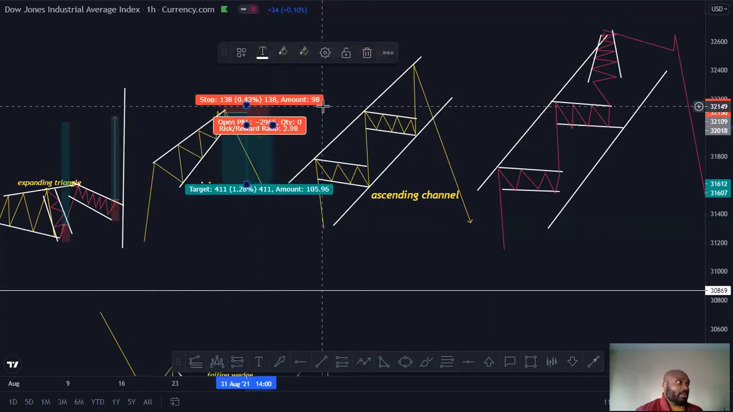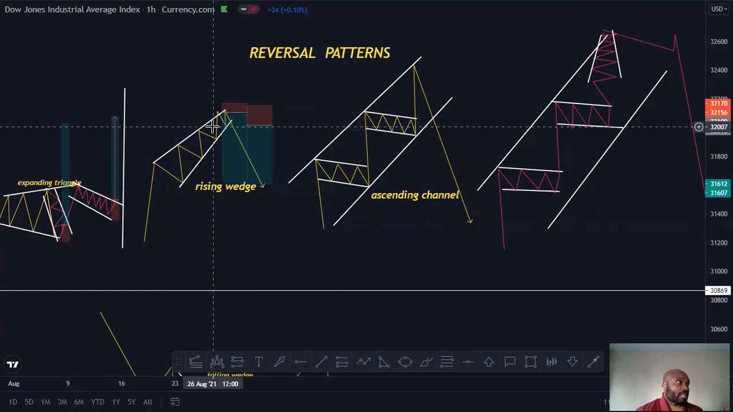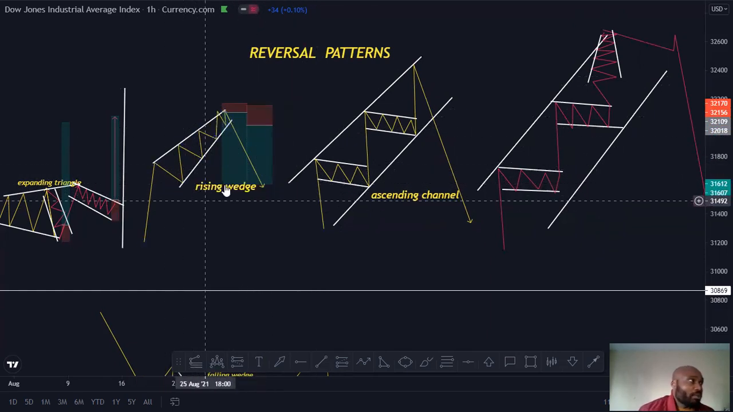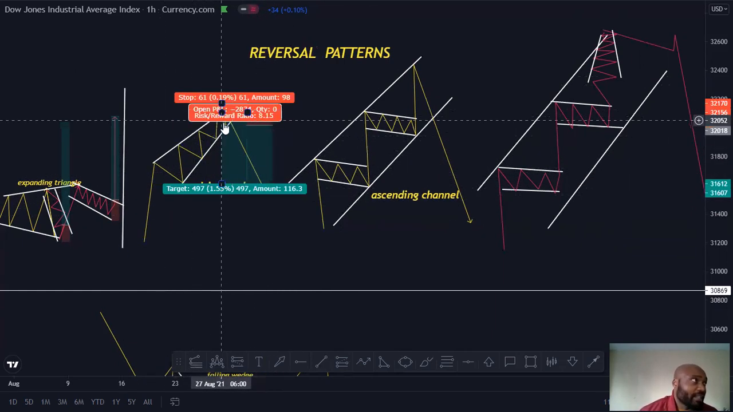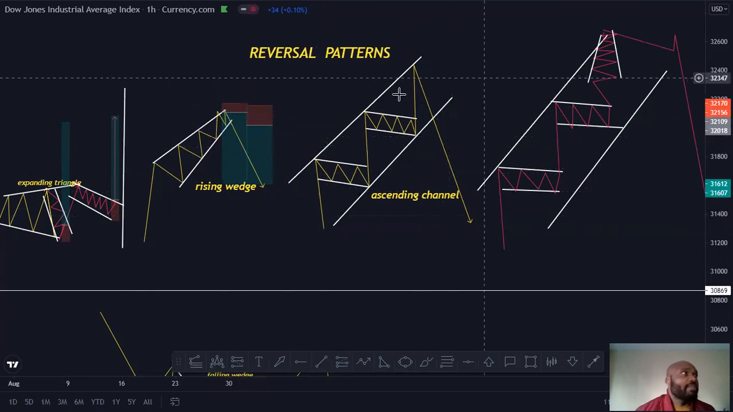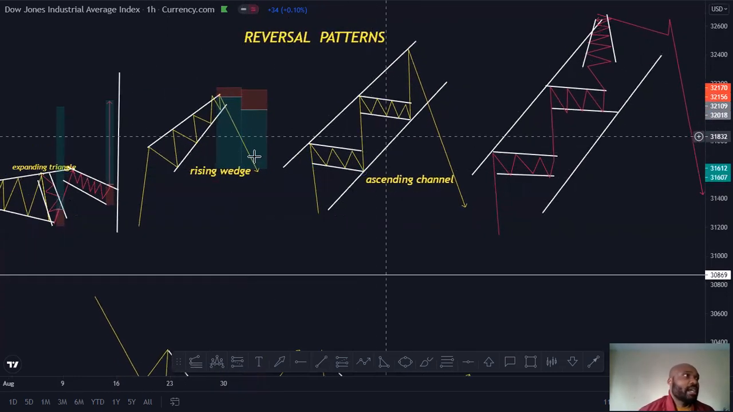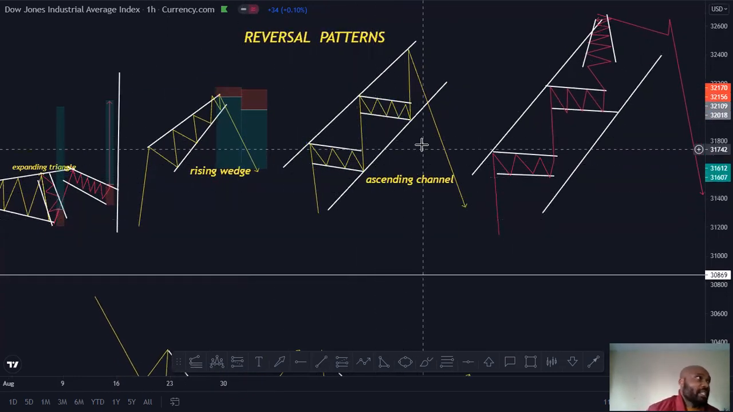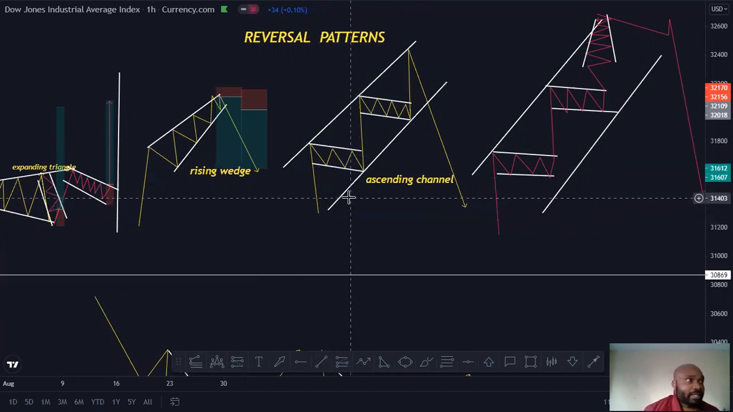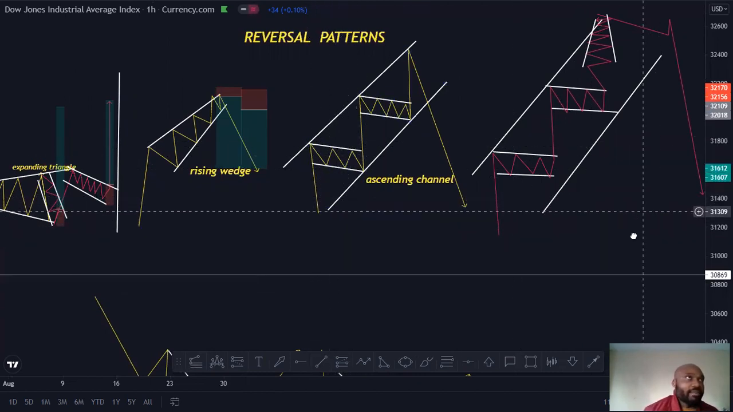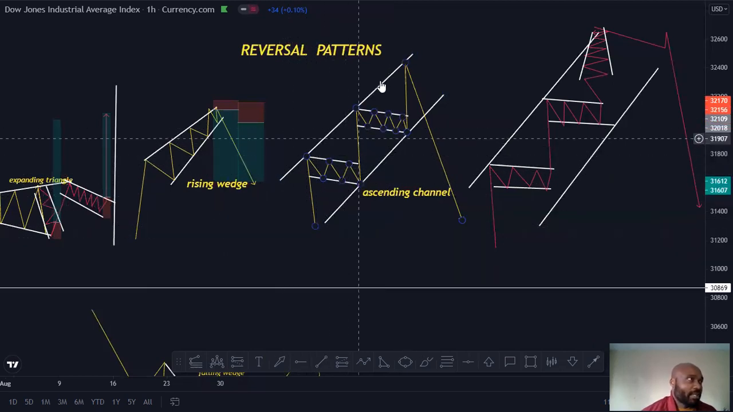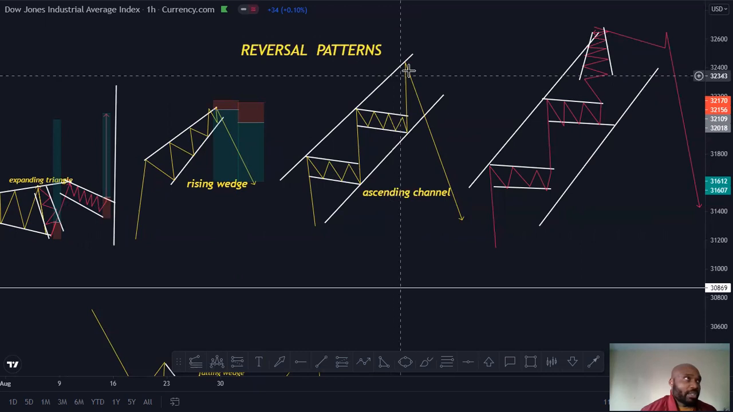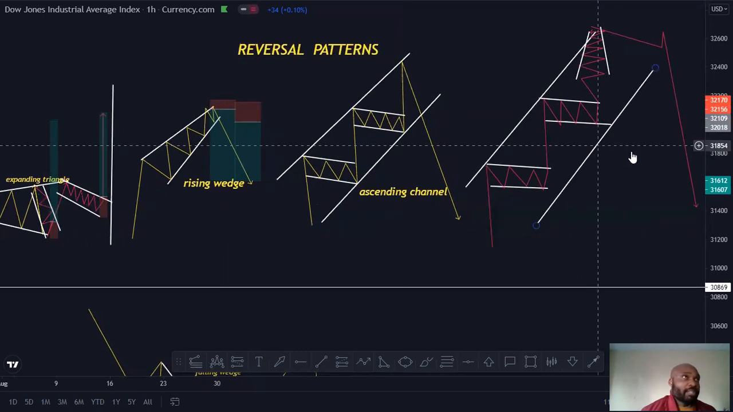As you can see, your second entry is at the break of the structure, and then you're targeting the low. Why are you targeting the low? Because the low is the 90% correction of that rising wedge. So every time you're taking entries on these patterns, your first target is the 90% correction. On everything you'll be targeting your 90% correction because of the way that they are formed and the way that they behave.